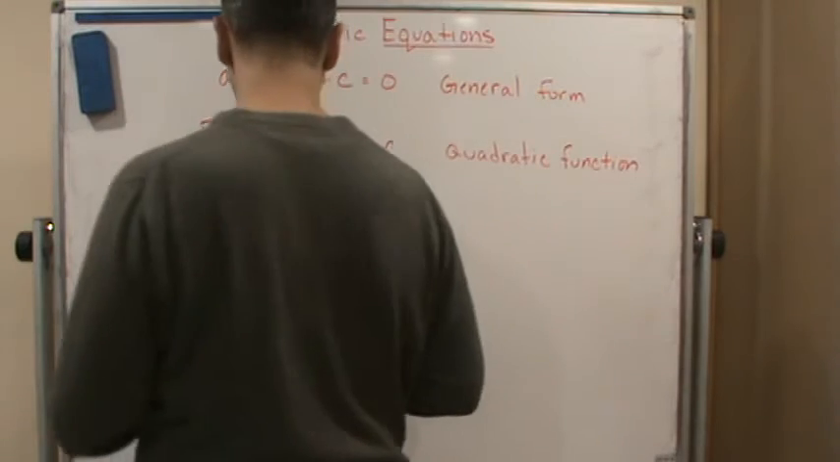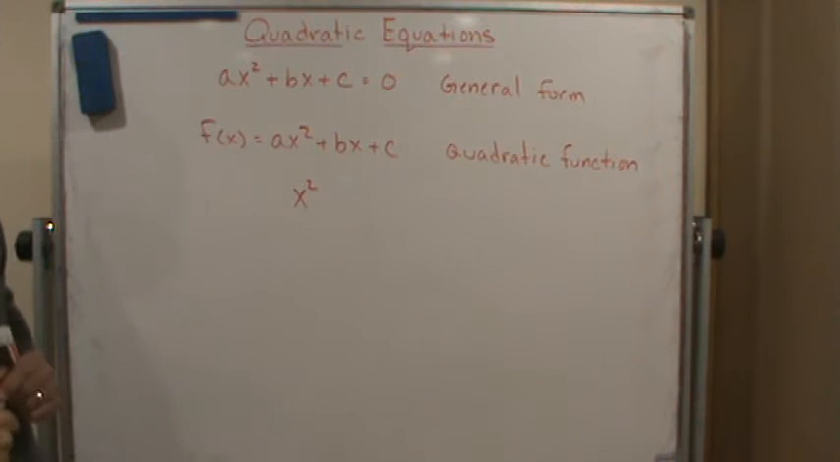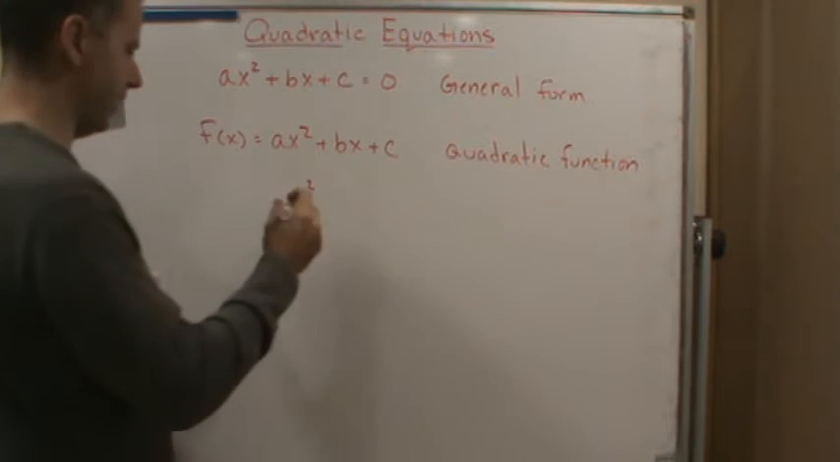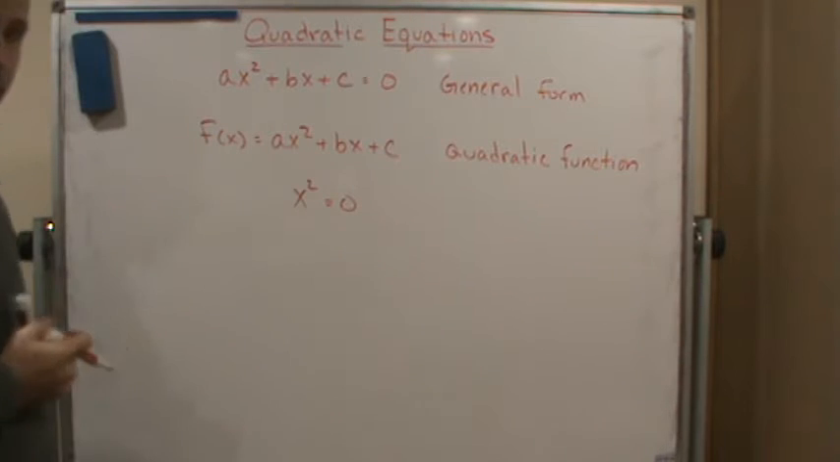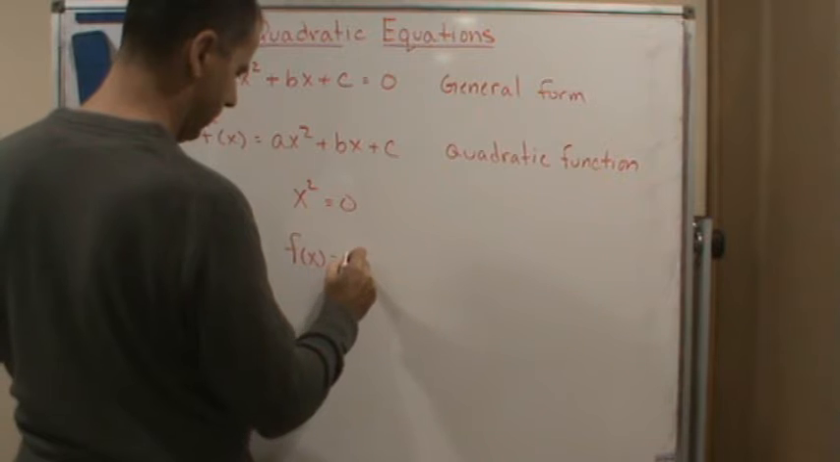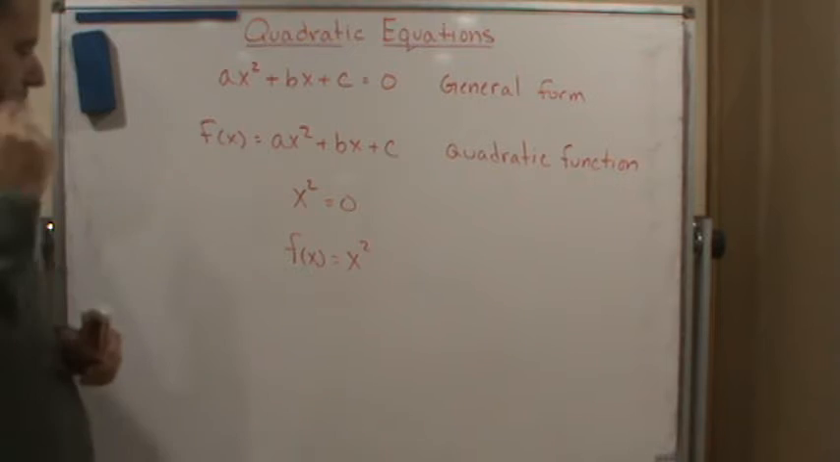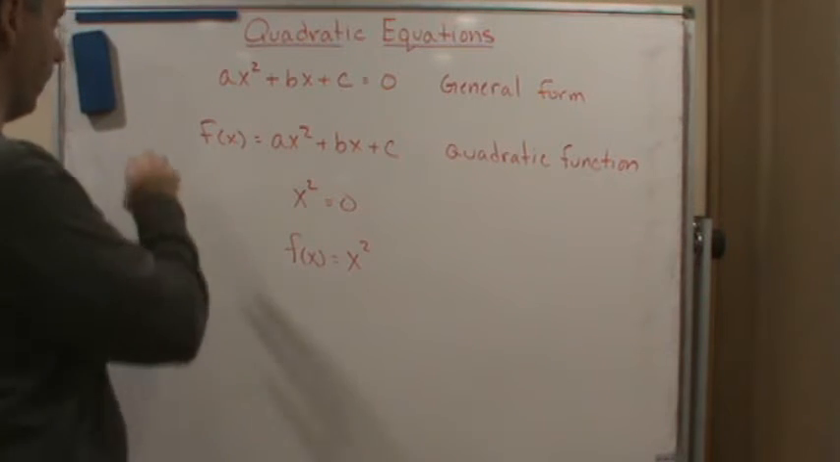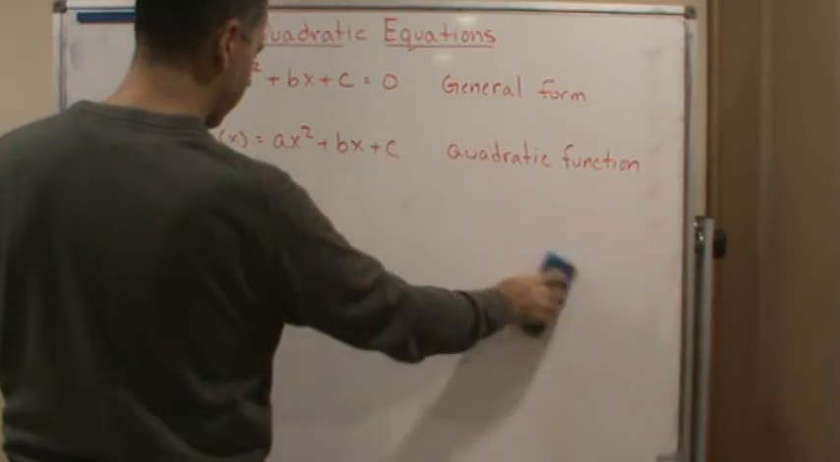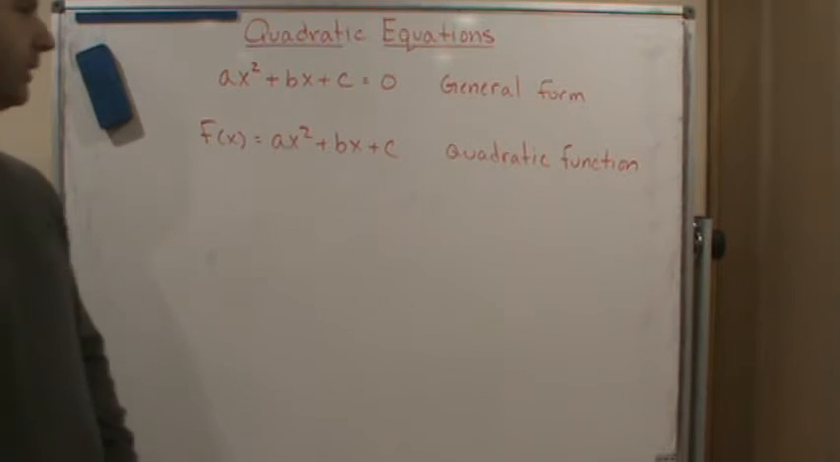For example, you could just have x squared, and that would be a quadratic equation. If you had this, that would be a quadratic equation. If you had this, that would be a quadratic function, right? So again, just to be aware of what makes a quadratic equation, or a quadratic form of a polynomial. Okay, so again, let's get into the nitty-gritty.